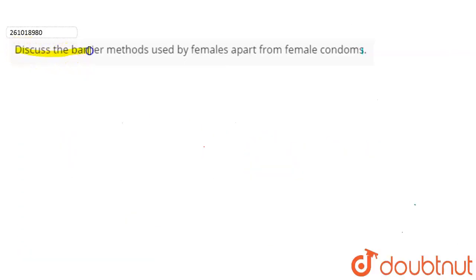So the question here is, discuss the barrier methods used by females apart from female condoms. तो इस क्वेश्चन में हमें बताना है कि फीमेल्स द्वारा यूज़ किए जाने वाले वो बैरियर मेथड्स कौन से हैं, उनके बारे में डिस्कस करना है। Those barrier methods apart from female condoms, the female barrier methods of contraception.